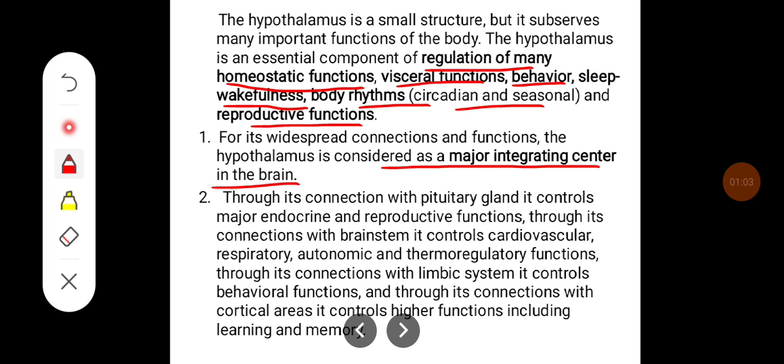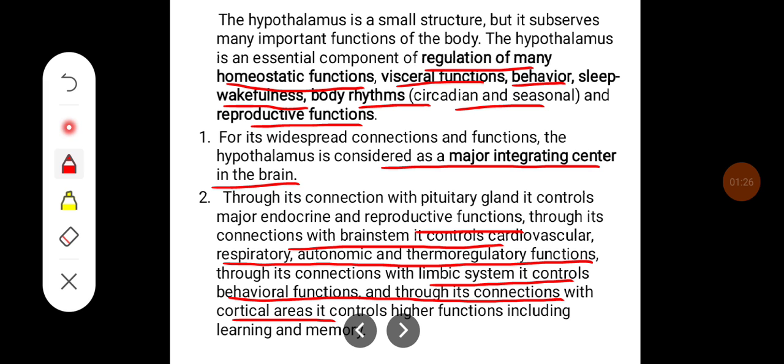Through its connection with the pituitary gland, it controls major endocrine and reproductive functions. Through its connections with the brainstem, it controls cardiovascular, respiratory, autonomic, and thermoregulatory functions. As well, through its connection with the limbic system, it controls behavioral function, and through its connections with cortical areas, it controls higher functions including learning and memory.